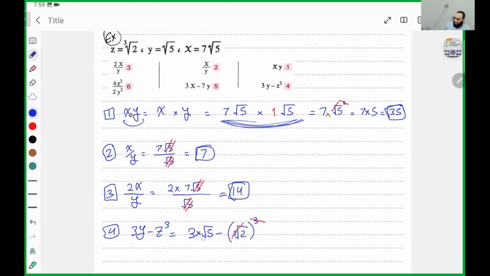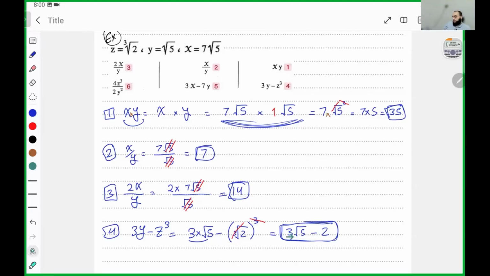Right now, it's 3 times root 5, which is 3 root 5 minus 2. Minus 2 without the cubic root because it's gone with the third power. Then it's 3 root 5 minus 2, and you have to leave it like that. There is no simplifying else. This is the answer, 3 root 5 minus 2, because they are not similar roots. The 2 is without any root. If it is 3 minus 2, I'll write 1.